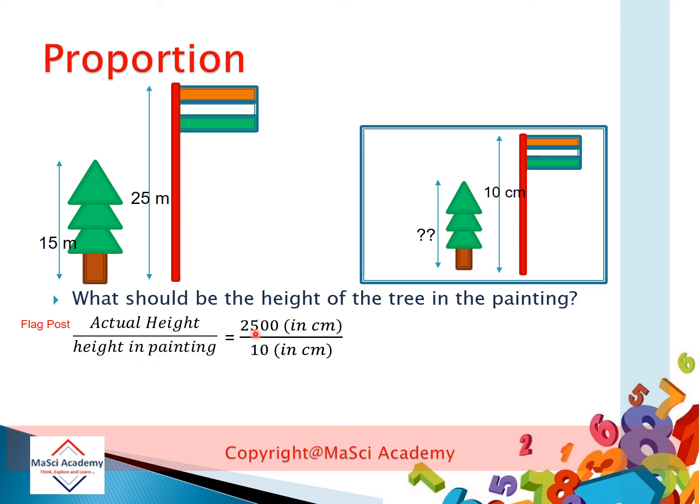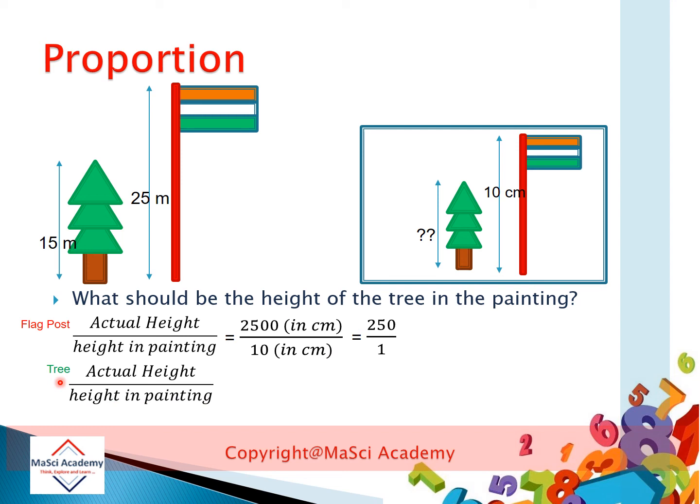painting, we get 2500 centimeters upon 10 centimeters. So we need to be very careful with the unit when calculating ratios. We have converted 25 meters to 2500 centimeters for calculating the ratio. So the ratio becomes 250 upon 1, that is 250 to 1.